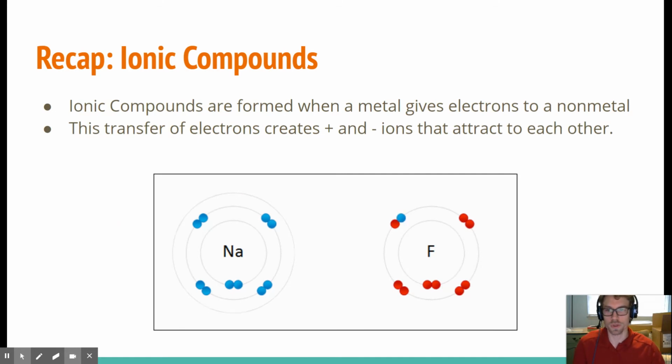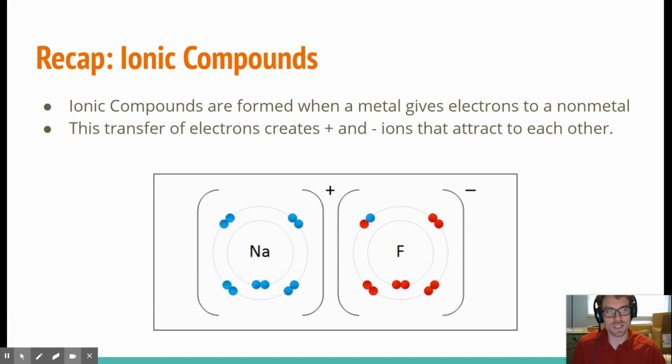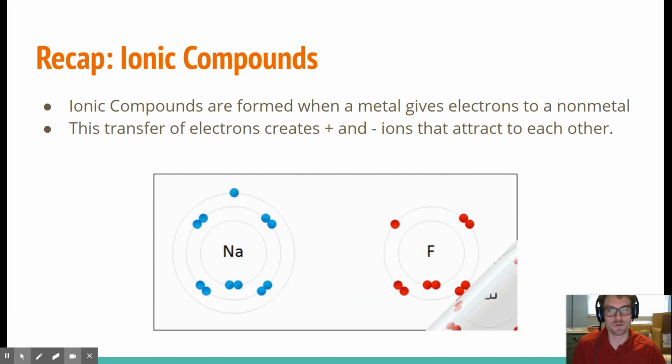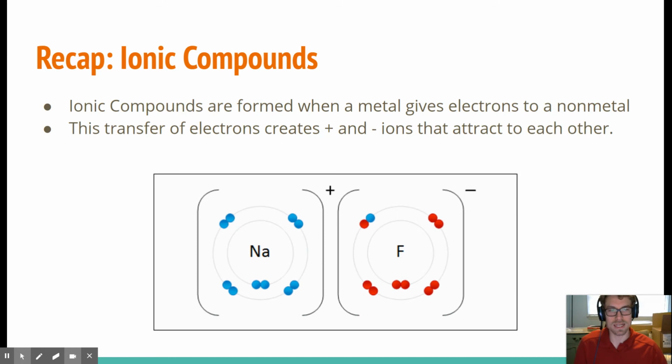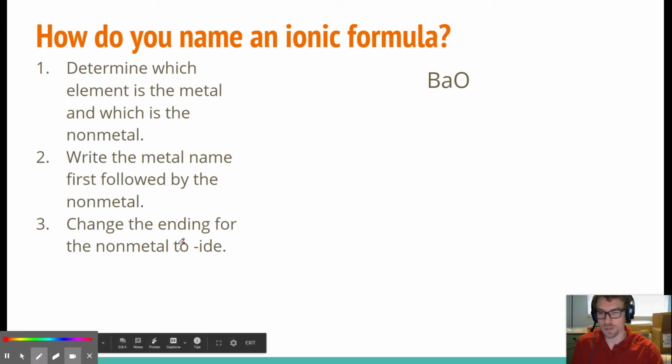Just as a quick refresher, remember that ionic compounds are formed when a metal gives electrons to a nonmetal. That is going to form an ionic bond. And the way that ionic bond forms is that the electrons, when they are transferred, create a positive and a negative ion, and those are going to be attracted to each other. Now, naming ionic formulas is a lot easier than it is to just write the formula itself. So hopefully we will be able to knock this out pretty quickly.